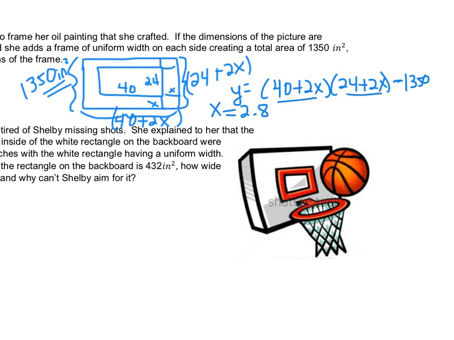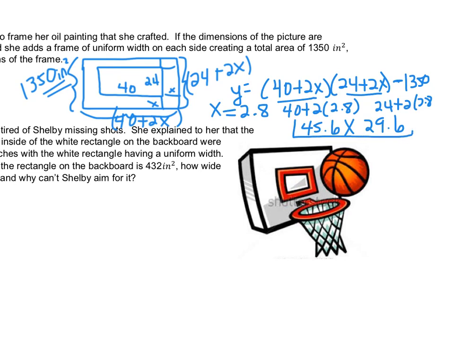So I'm plugging the 2.8 back in. So I have 40 plus 2 times 2.8. And when I plug that back in, it gives me 45.6 by, and then I need to figure out what the other one is. So 24 plus 2 times 2.8. And that gave me 29.6. So it's 45.6 by 29.6. Those are the dimensions of my frame.